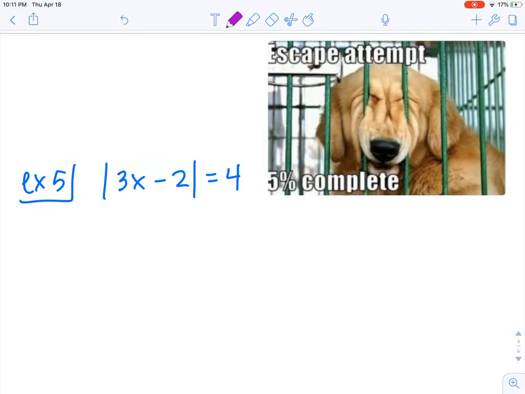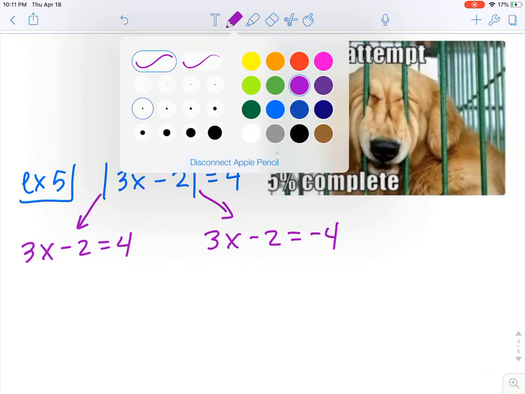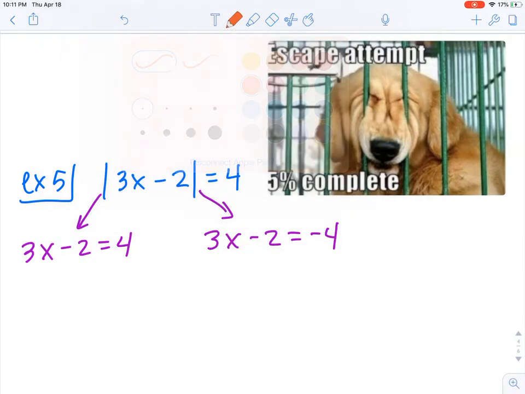Let's try this example 5. I see that I've got absolute value equal to a positive number, so I have the green light for my two cases for my jailbreak. 3x minus 2 is equal to 4, and 3x minus 2 is equal to negative 4. From here, I have two equations I need to solve for x.